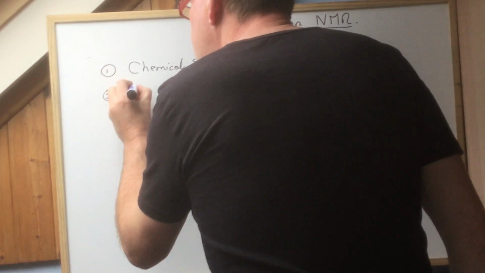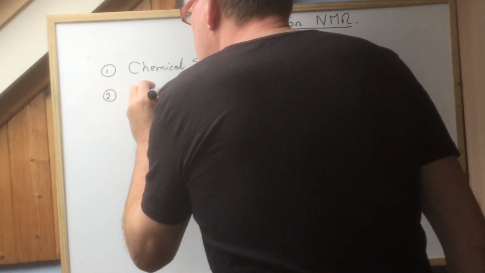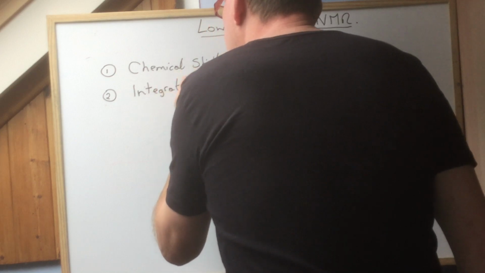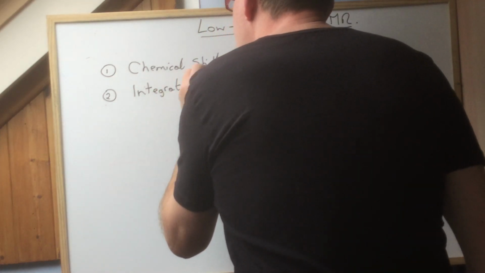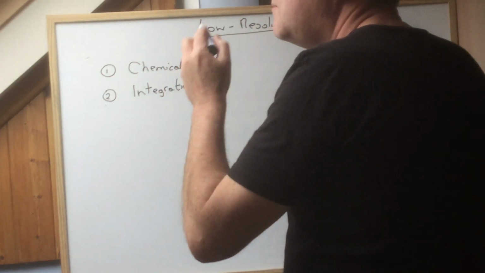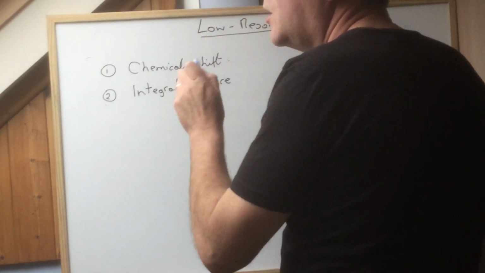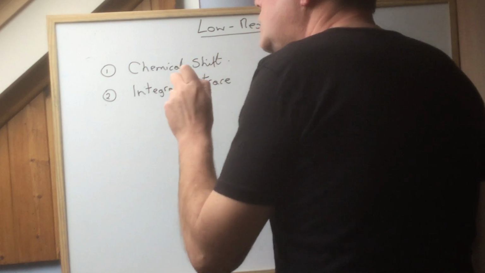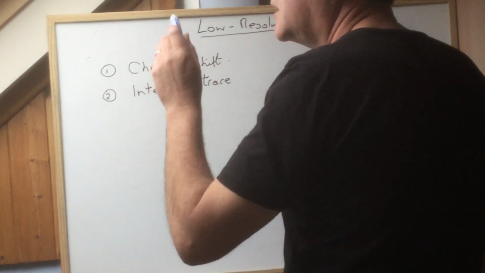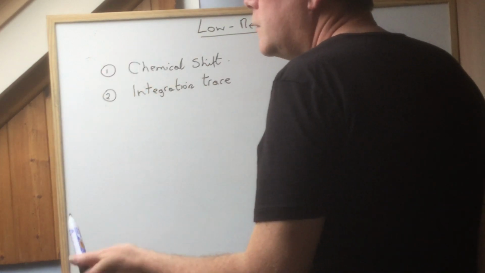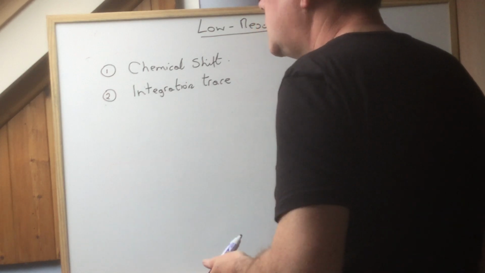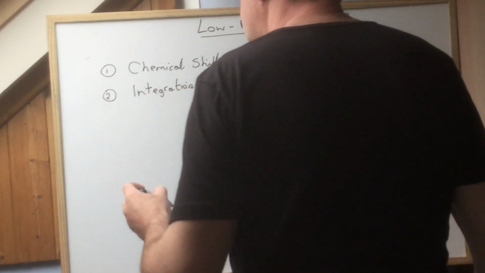Number 2 is what's called the integration trace. That tells you how many protons there are in each environment, okay? And we'll be using that. That's quite important. That is an extra from carbon-13, which didn't tell you how many protons there were in that particular environment. So that is new.